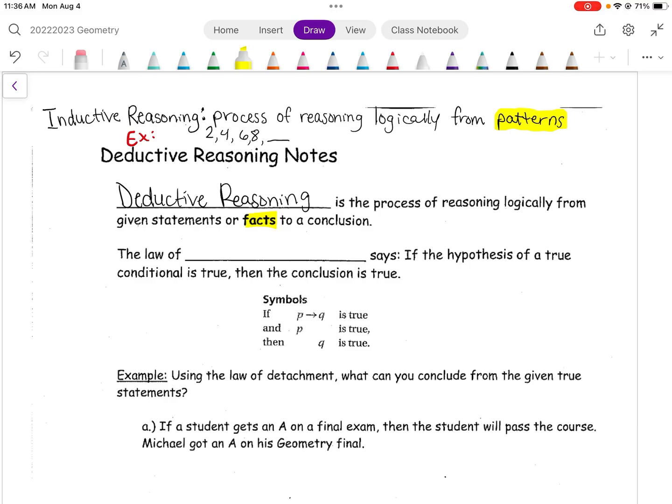So deductive reasoning has two laws of logic that we're going to focus on today. The first one is the law of detachment. The law of detachment says, if the hypothesis of a true conditional is true, then the conclusion is true. I feel like this is pretty self-explanatory if we take a look at it. It says if P, then Q is true, and you know P is true, then Q is true. I feel like this is the common sense law.